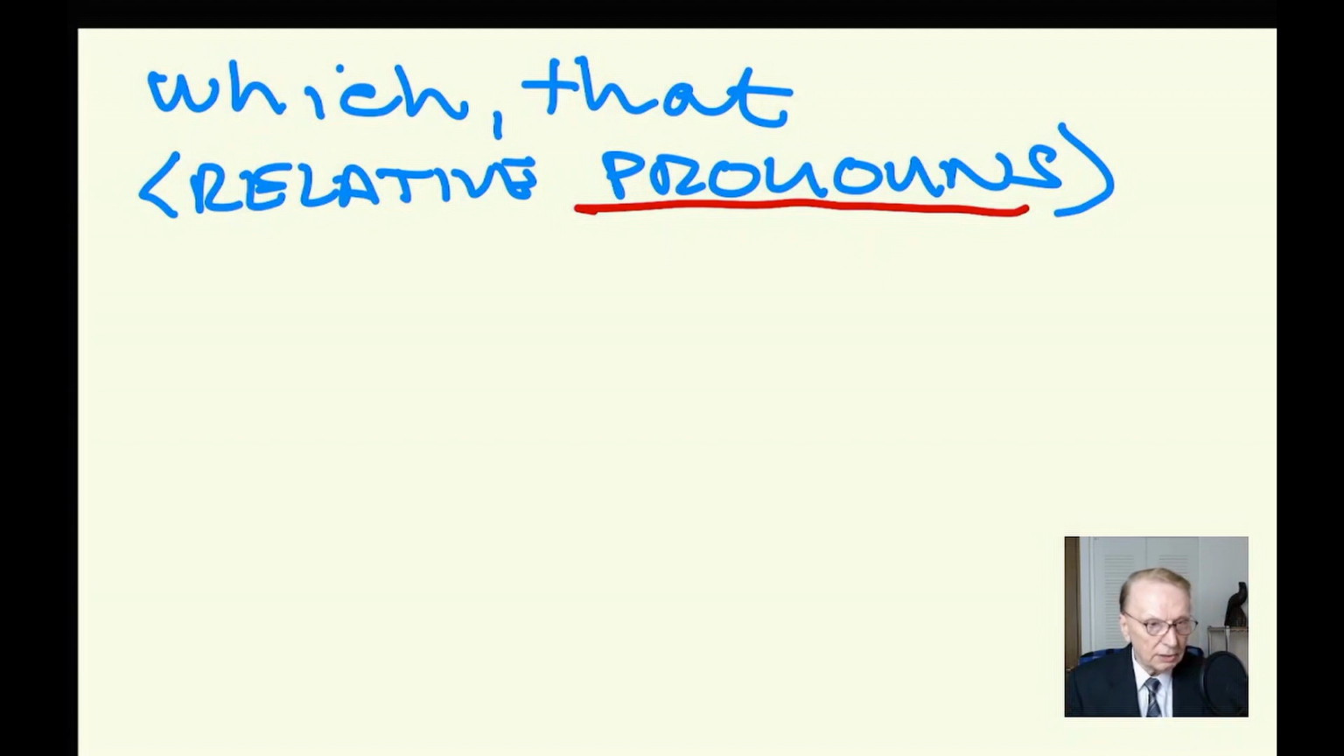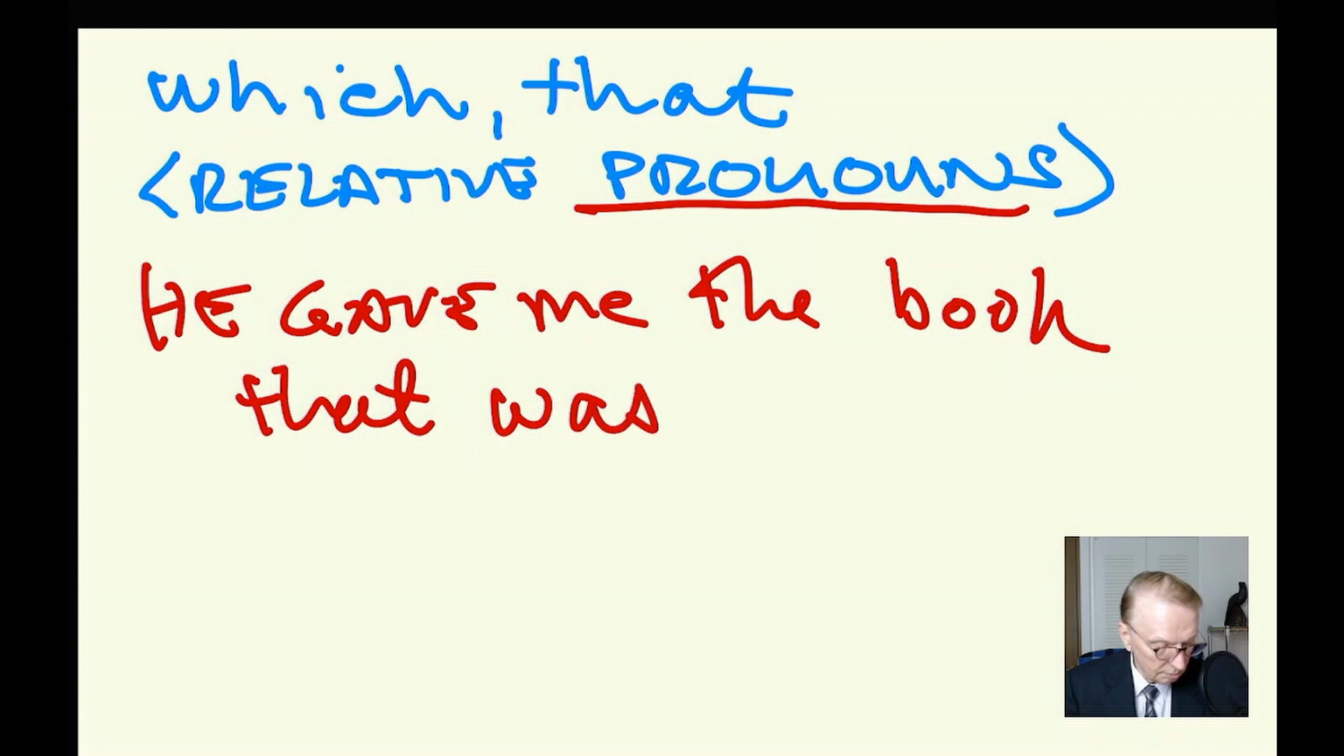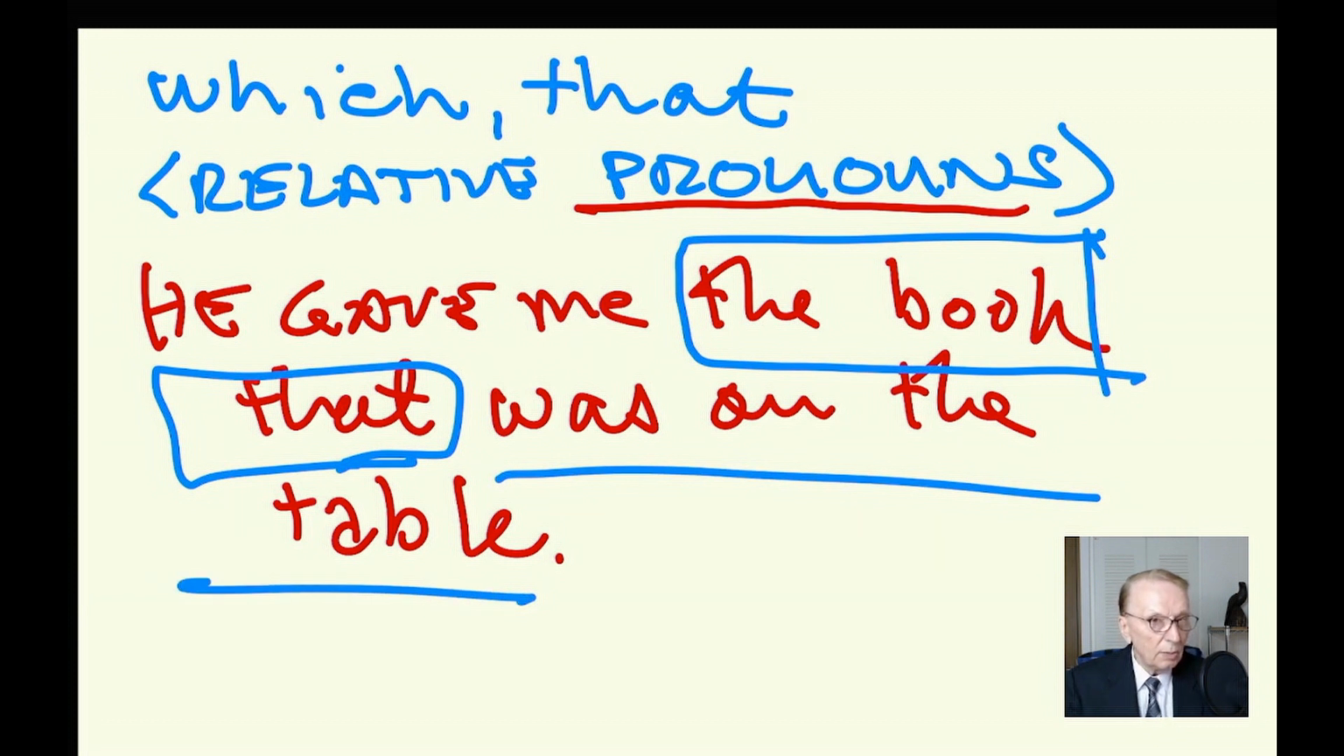Okay, so let's say, he gave me the book that was on the table. The book that was on the table. Okay, that is the same as book. That represents book. He gave me the book. The book was on the table. It would be funny to say a sentence like that. He gave me the book. The book was on the table. It sounds very childish to write a sentence like that. So instead, we will link these sentences together and make them a complex sentence using a relative pronoun. He gave me the book that was on the table. All right? So this is what a relative pronoun does.